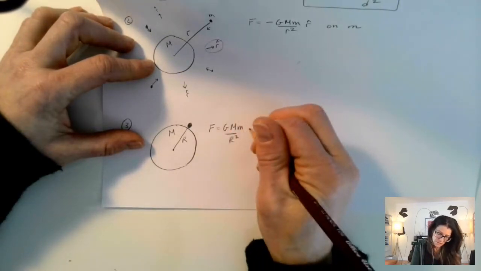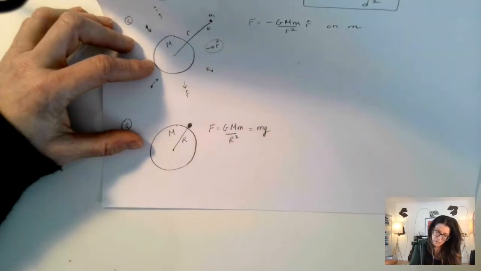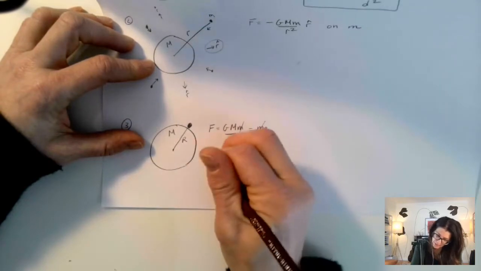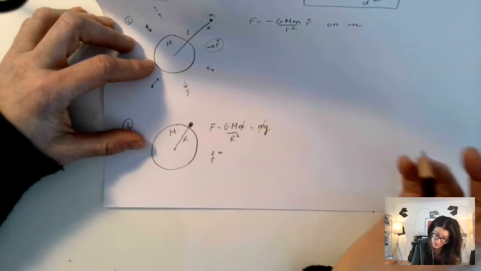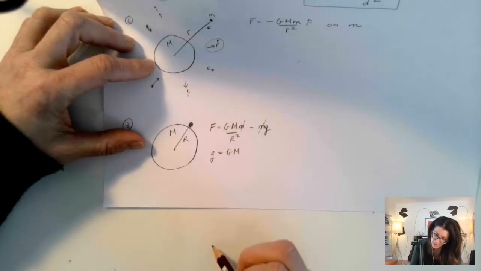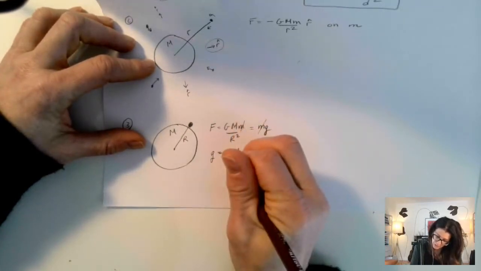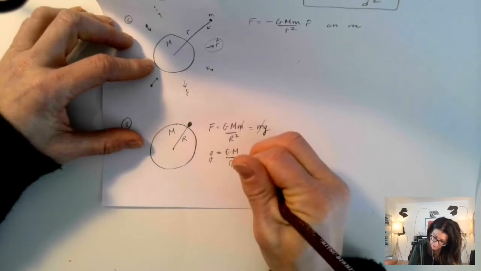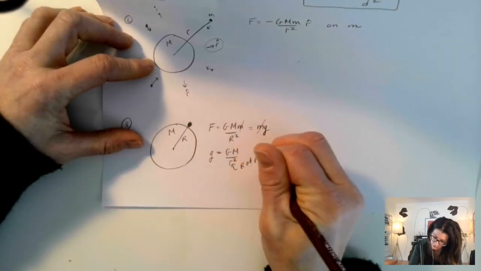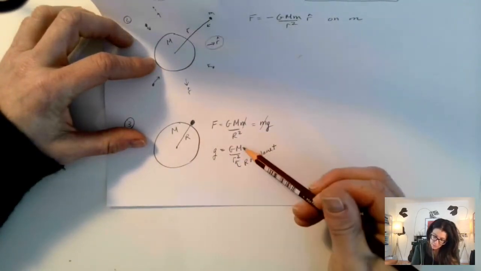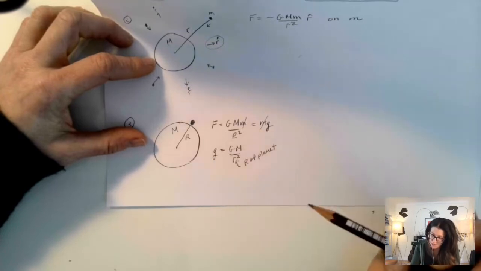What's interesting is I have another name for that, mg, my weight. And so I can actually cancel out my mass and get a value for g on the surface of any object, not just the Earth. And it's equal to G times the mass of the planet divided by r squared, where r is the radius of the planet. And so that's how we get g is 9.8. We plug in the mass of the Earth, radius of the Earth, we get 9.8.